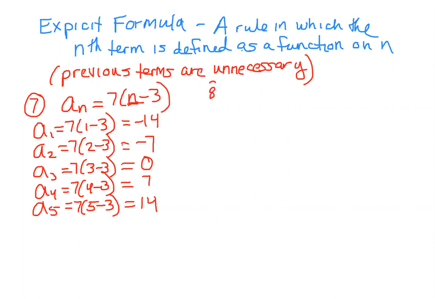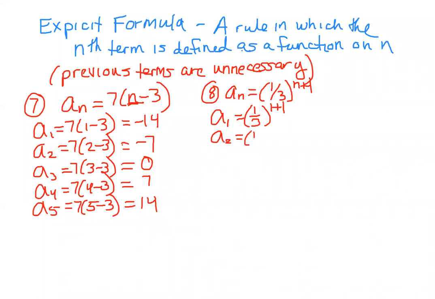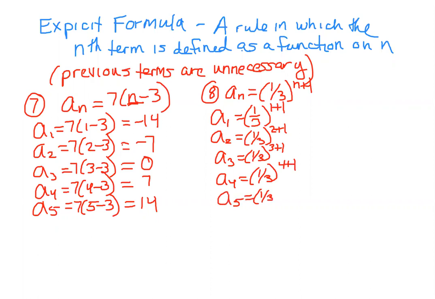Okay, let's look at number 8. We got an equals 1/3 to the n plus 1. So we have a1 equals 1/3 to the 1 plus 1. A2 equals 1/3 to the 2 plus 1. A3 equals 1/3 to the 3 plus 1. A4 equals 1/3 to the 4 plus 1. And A5 equals 1/3 to the 5 plus 1. So you just got to find what these are.